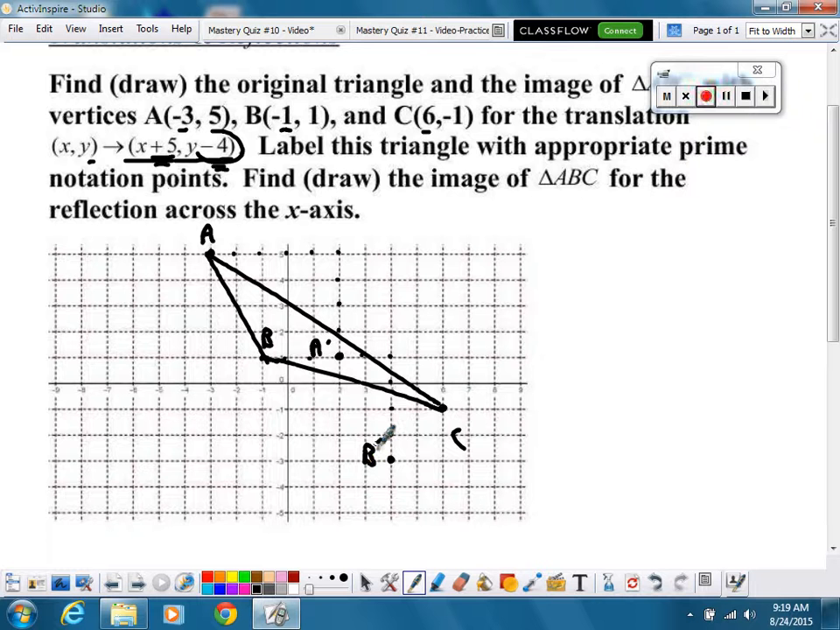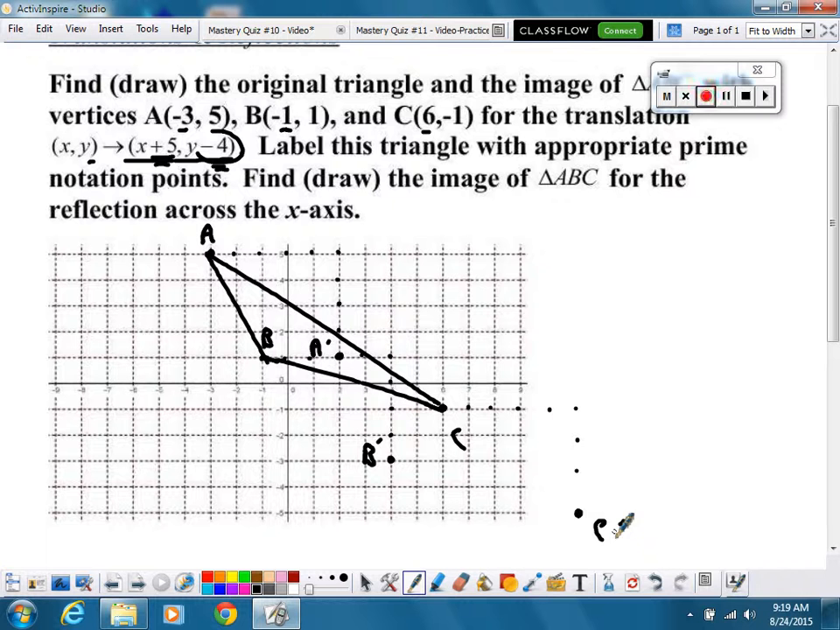I'm going to label that B prime. That little hash above the letter is my prime symbol. And then point C, I'm going to go off the grid here a little bit, but that's okay. We're freehanding it here. We're going to count over again 5: 1, 2, 3, 4, 5. And then down 4, which is 2, 3, 4, right about here. There will be my C prime.